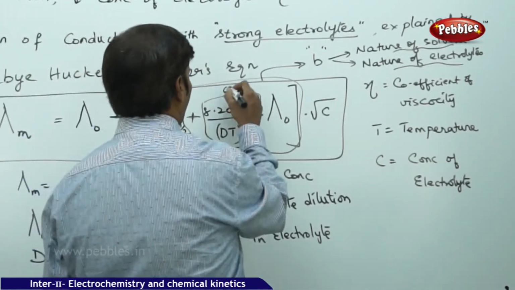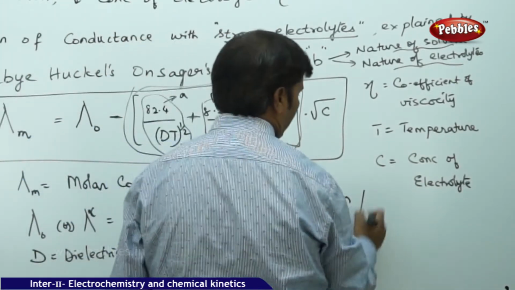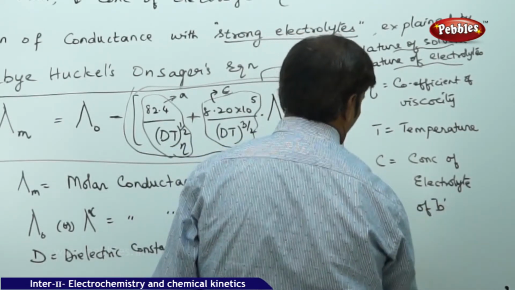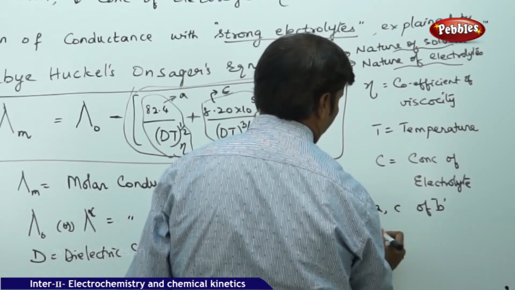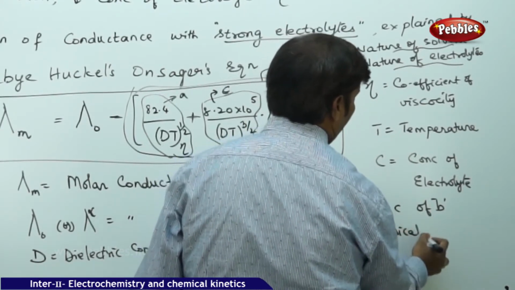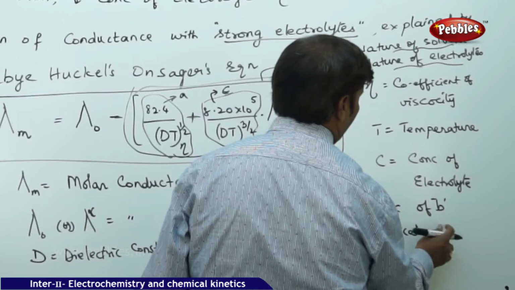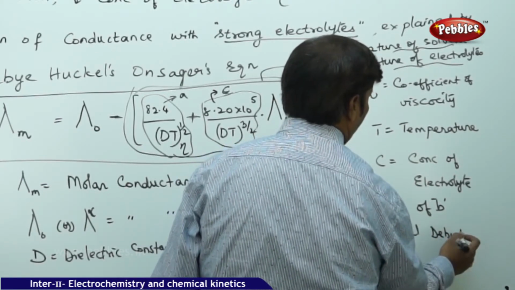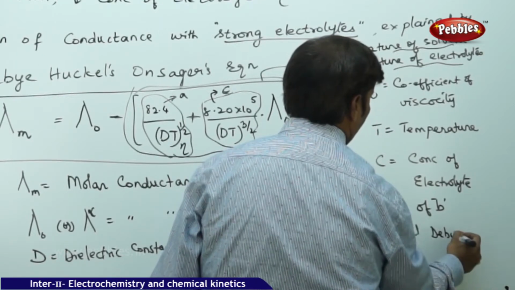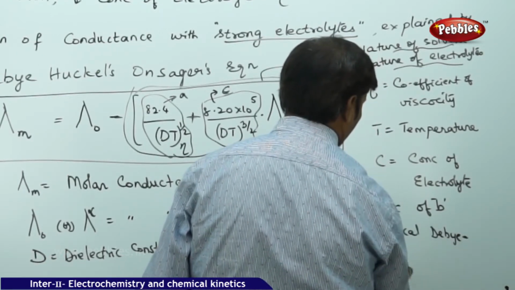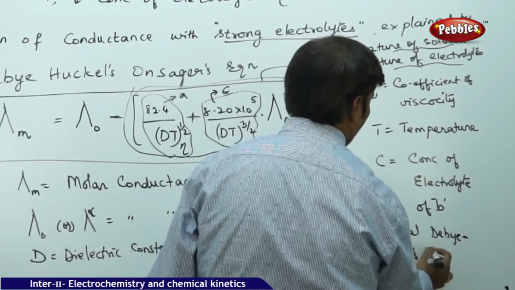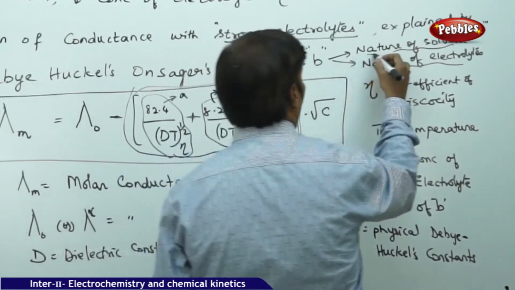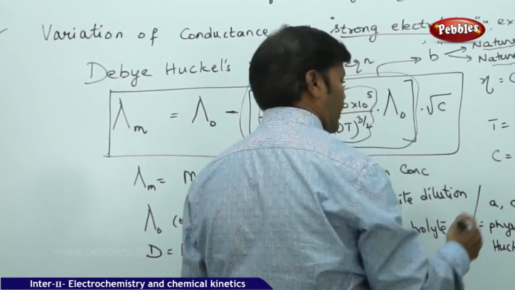Here, in the expression, A and B are the physical Debye-Huckel's constants, which in turn depend upon the nature of solvent and nature of electrolyte.